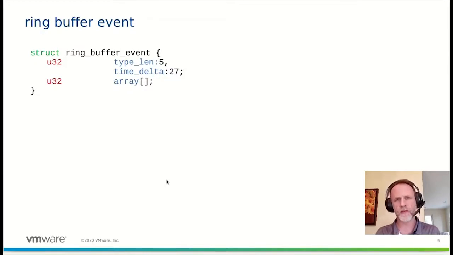Now, if we look at the individual event, every event has its own header that's defined by the struct ring_buffer_event.